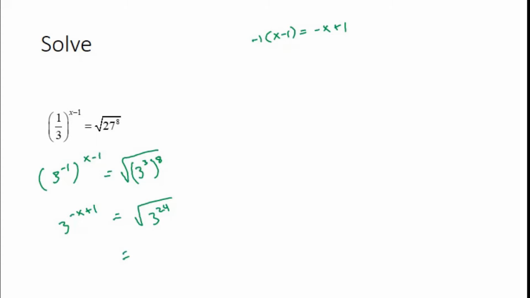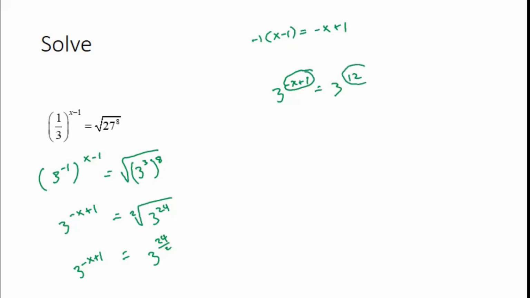So on the right side, notice that we have an index of 2. So we can rewrite this as 3 to the 24 over 2. And on the left, we have 3 to the negative x plus 1. 24 divided by 2 is 12. So if we rewrote everything, what we would have is 3 to the negative x plus 1 equals 3 to the 12th power. So because the bases are the same, that means the powers have to be equal.